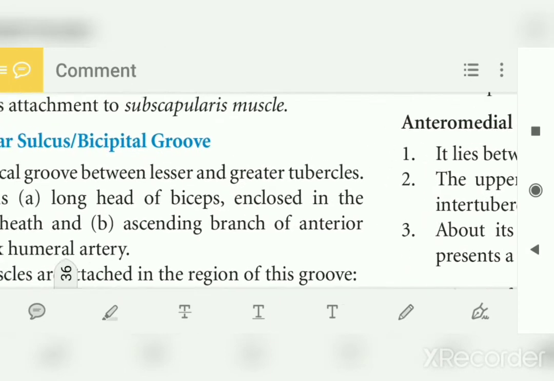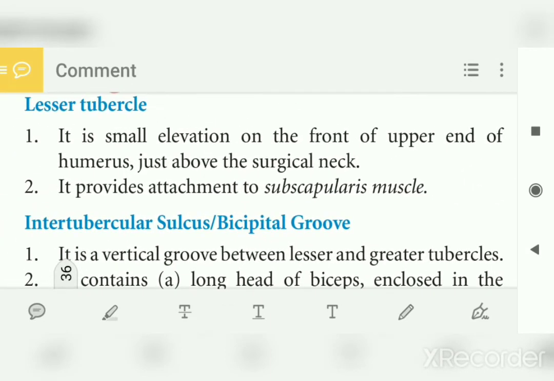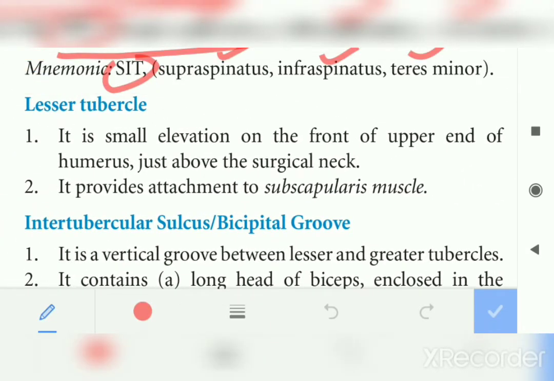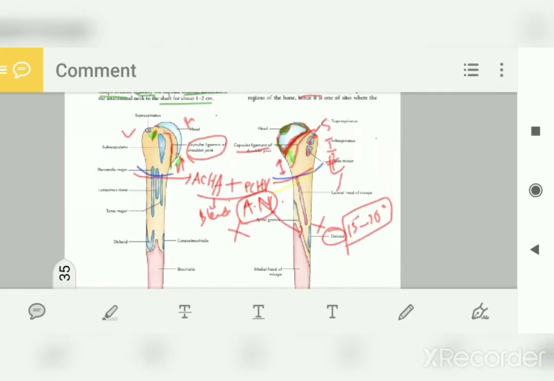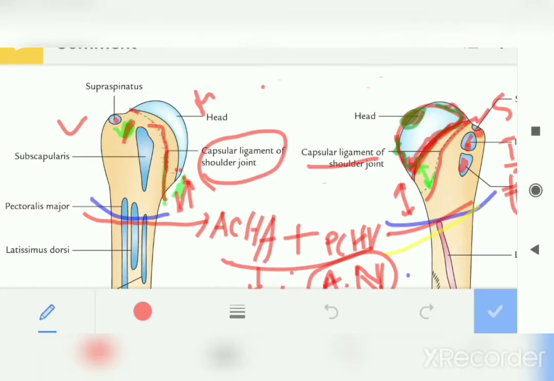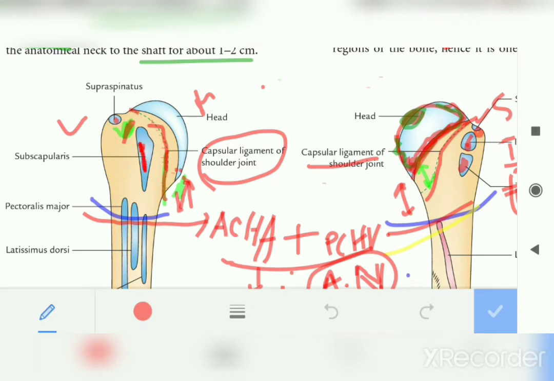Then come to the lesser tubercle. The lesser tubercle is a small elevation on the front of the upper part of the humerus, just above the surgical neck. It provides attachment to the subscapularis. It is important. So the lesser tubercle gives attachment to the subscapularis. Look at that. This one is the lesser tubercle, and it gives attachment to the subscapularis muscle.